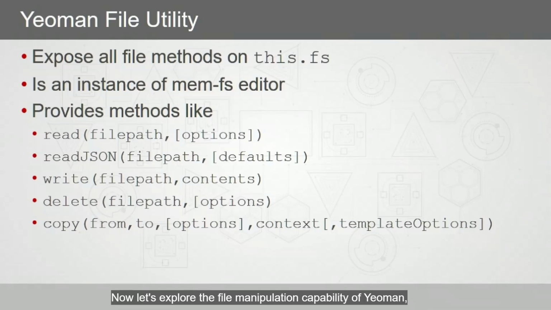Now let's explore the file manipulation capability of Yeoman, which is facilitated using the Yeoman file utility. So Yeoman exposes all the file methods on a pointer, which is this.fs. And this.fs is basically an instance of mem-fs editor, which provides various methods that we can use to manage the files. Some of the methods provided by mem-fs include read, readJSON, write, delete, and copy. We can pass certain elements like file path, contents, and context to these methods.